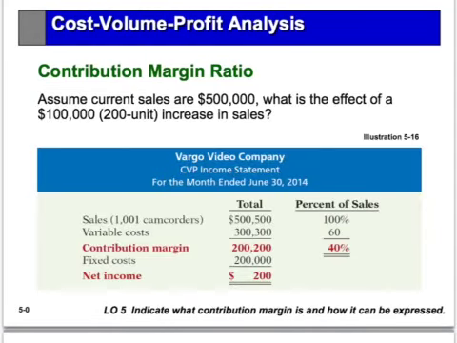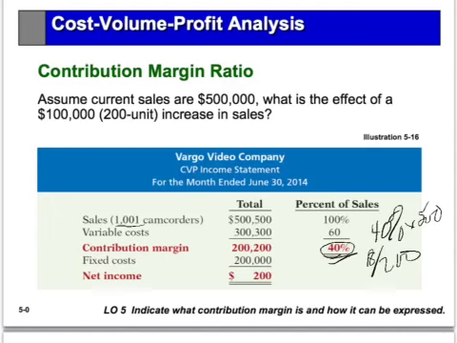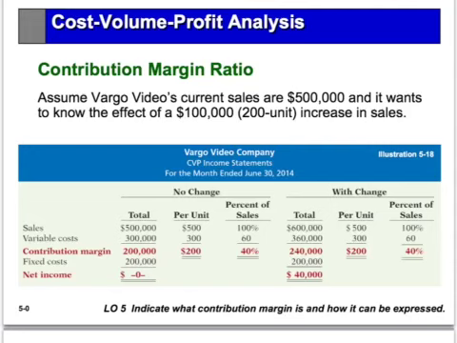What would the effect be if I have an increase of one sale over my break even? Well, it would be 40% of the selling price. So 40% times 500, or my profit would be $200. So I could take the contribution margin ratio as a percentage of sales and subtract the fixed cost, and I would always have my net income.